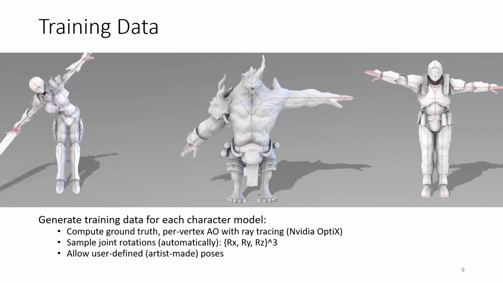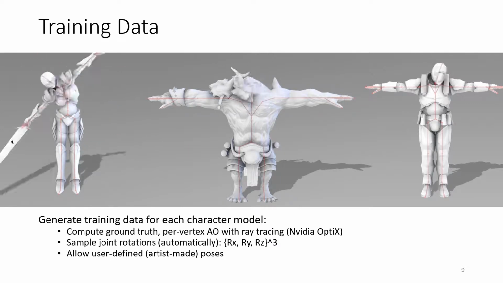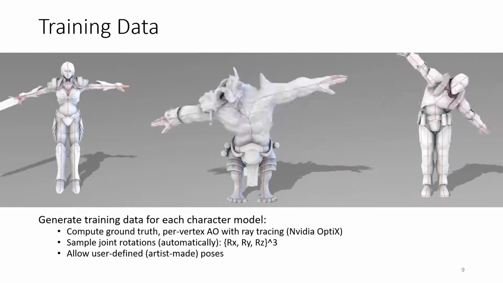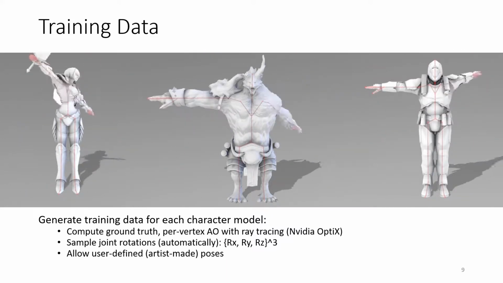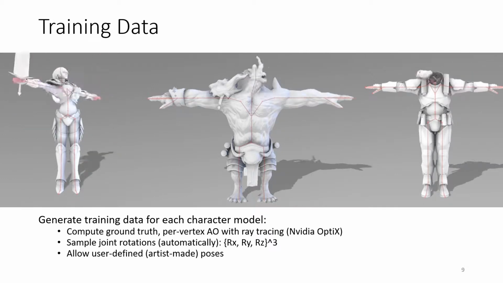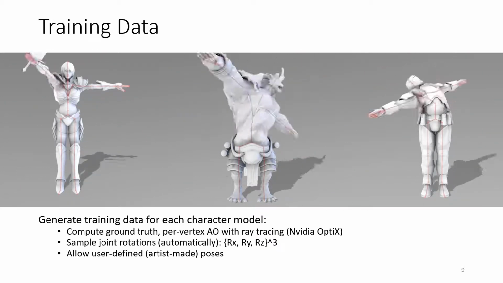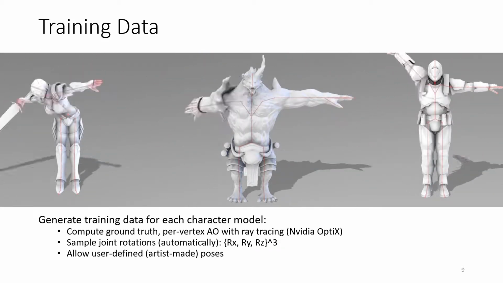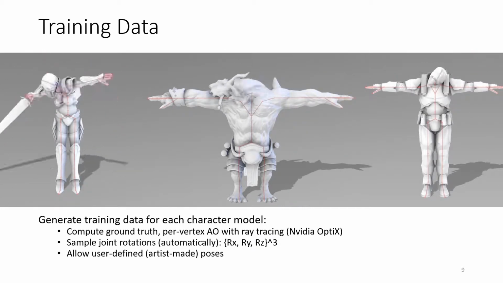For training, we automatically generate training data by individually rotating each joint to a set number of positions. The ground truth can be generated with whichever method you prefer. We use NVIDIA OptiX to provide high-quality ray-traced ambient occlusion for training. The way we generate these poses is purely for ease of automation, but any set of poses can be used for the training, and artist-generated poses can also be used.